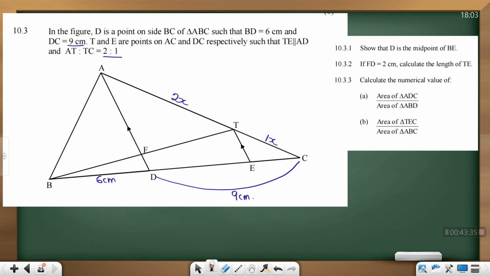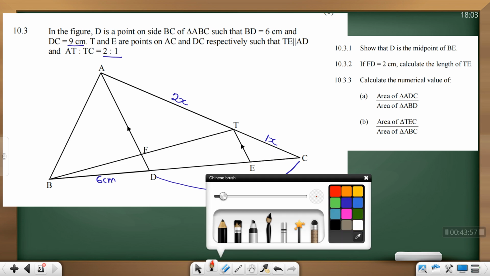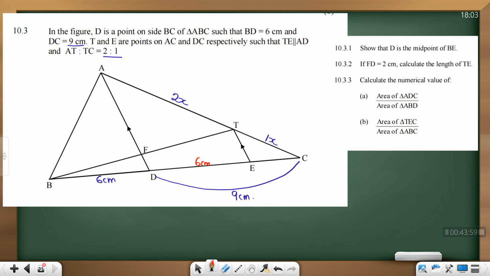Now, show that D is the midpoint of... How can you interpret that for me? In terms of the length. It means what? BD must be equal to what? DE. It means that, can I try to get this one as what? If I can get that at 6 centimeters, then I'm done. Are you with me? What catches your eye in this triangle?